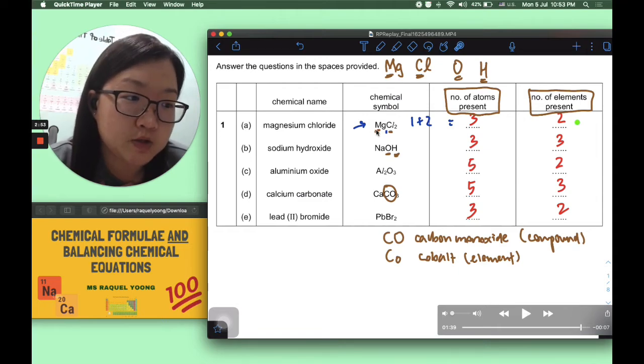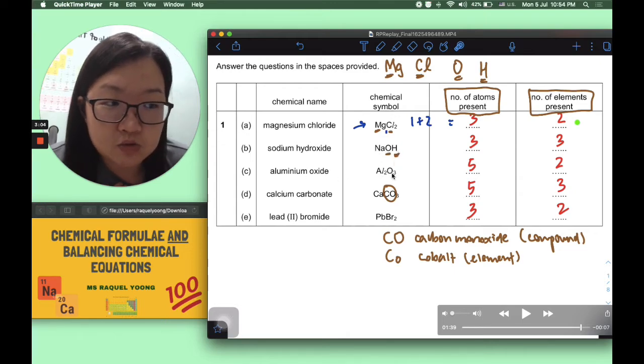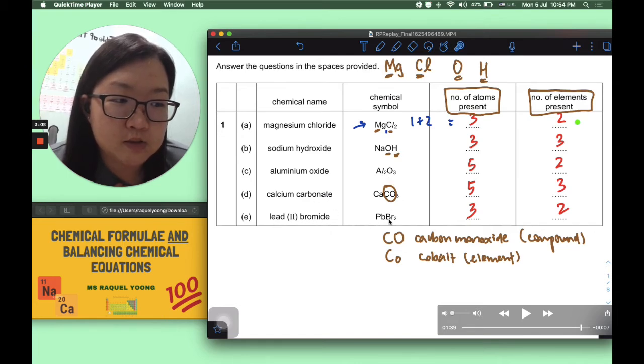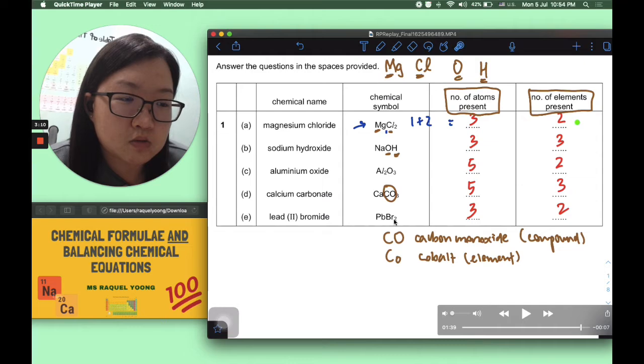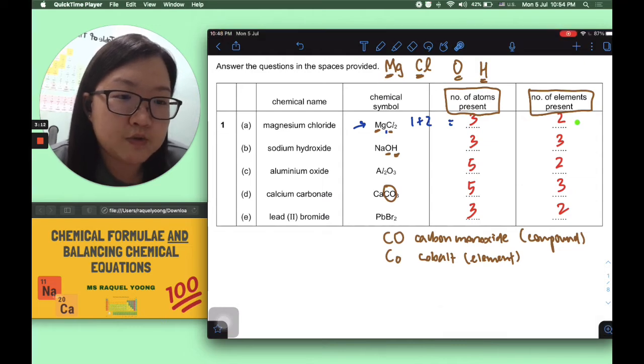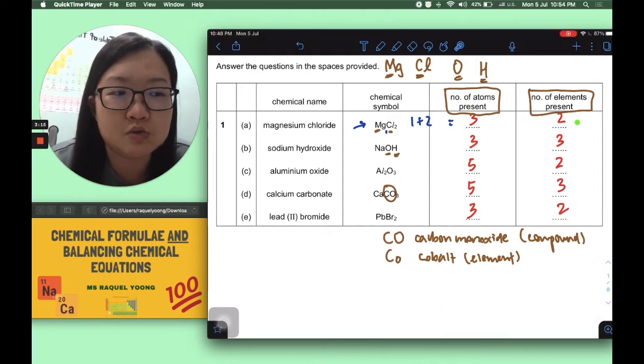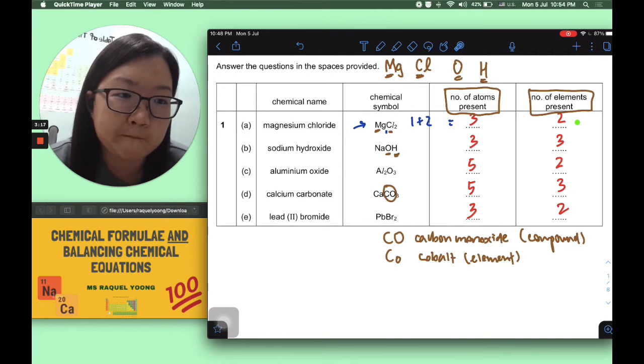So magnesium chloride, you can see that there's one big M, one big C. So that's 2 elements. Sodium hydroxide, 1, 2, and 3. Aluminum oxide, there's 2 capital letters. Calcium carbonate, there's 3. Lead-2 bromide, there's 2. Okay, so with these two little tricks, it should help you to tackle this kind of questions very easily.